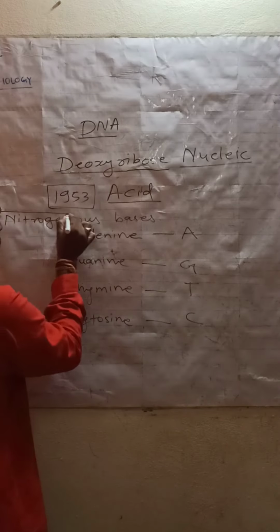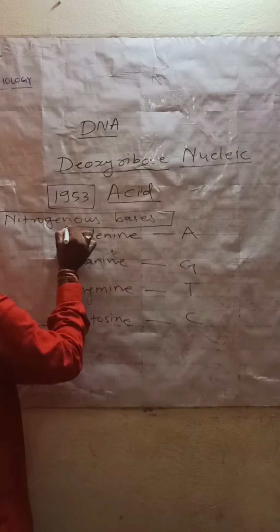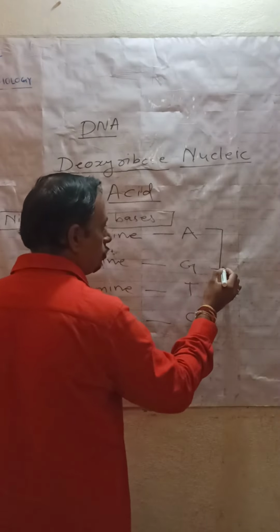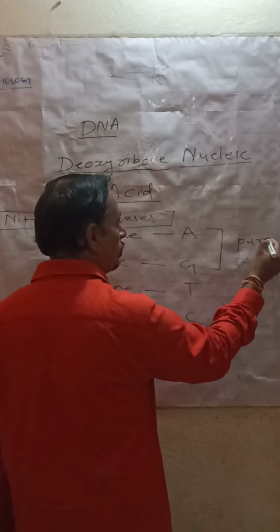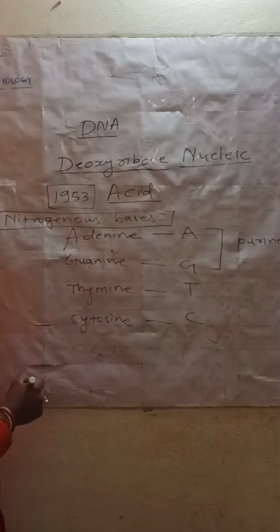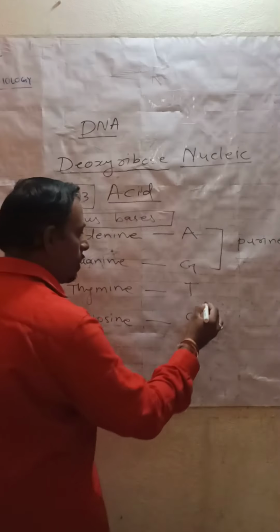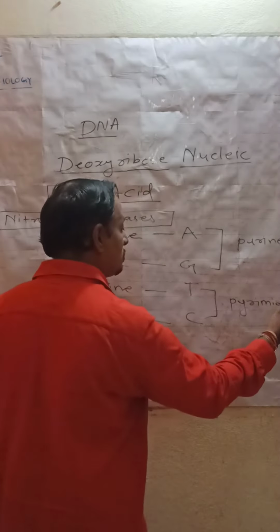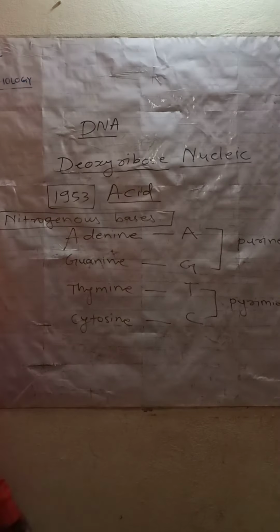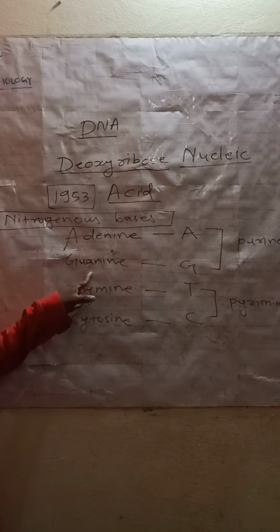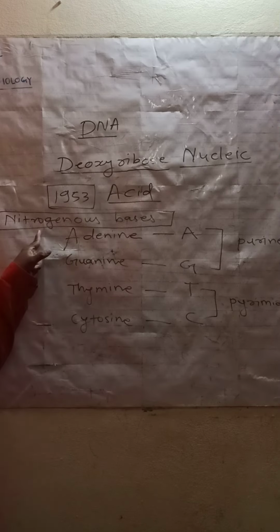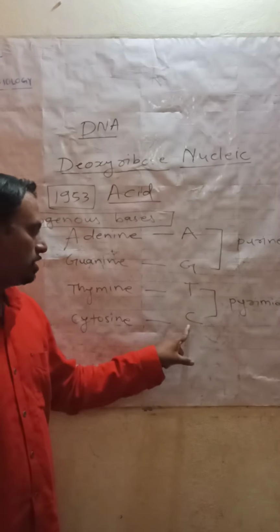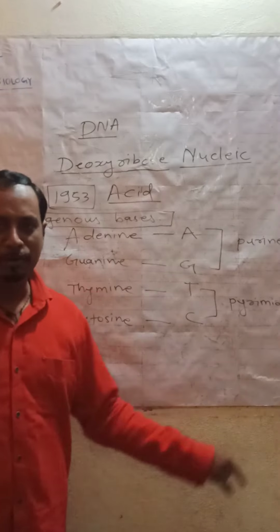Out of these nitrogenous bases, two are double ring structures known as purines, and two are single ring structures known as pyrimidines. So what are these? Adenine, guanine, these are double ring structure nitrogenous bases known as purines, and thymine and cytosine are single ring structures, denoted as T and C, known as pyrimidines.